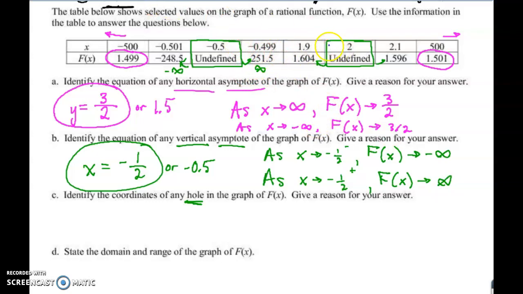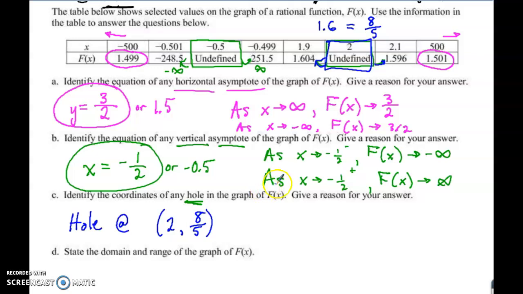Kind of wish I color-coded this one. As I mentioned, this one is going to be your hole because we have the same value on either side. So how do I want to phrase this? I don't want to write f of 2 equals 1.6, but I hope you agree that 1.6 is the value that they're getting closer and closer to on either side. But as a fraction, that's 1 3/5, so I'm going to write it as 8/5. So it's a hole at that ordered pair of 2, 8/5.